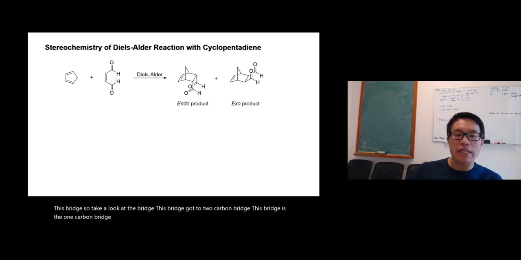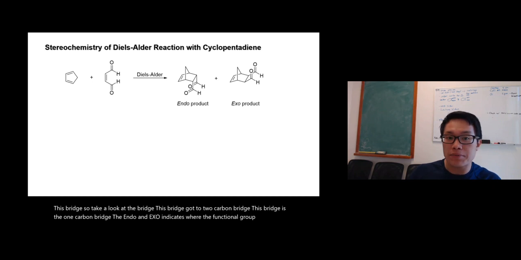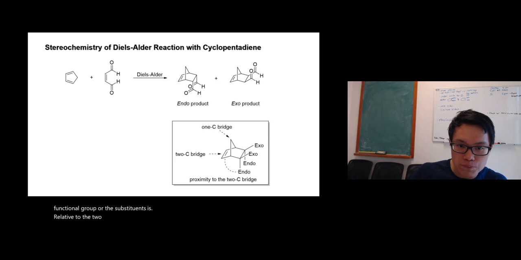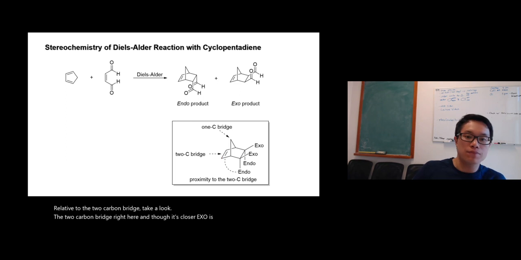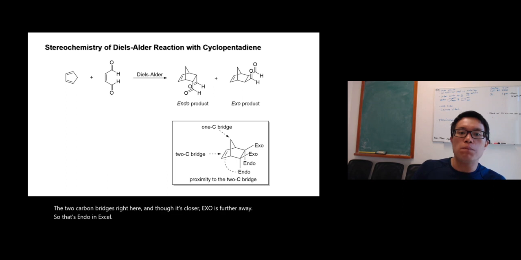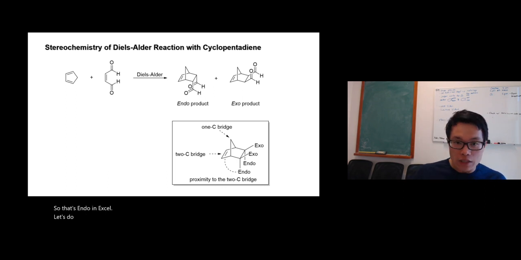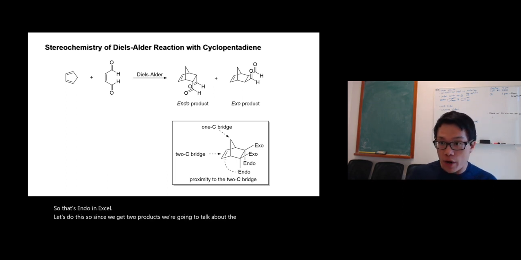The endo and exo indicates where the functional group or the substituent is relative to the two carbon bridge. Take a look at the two carbon bridge right here. Endo is closer, exo is further away. So that's endo and exo. Now, since we get two products, we're going to talk about the major and the minor product.